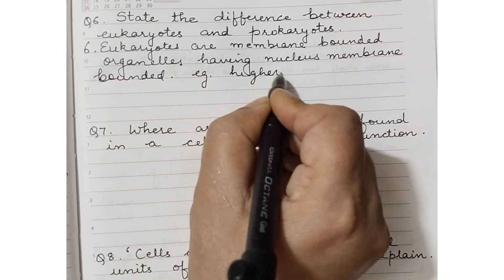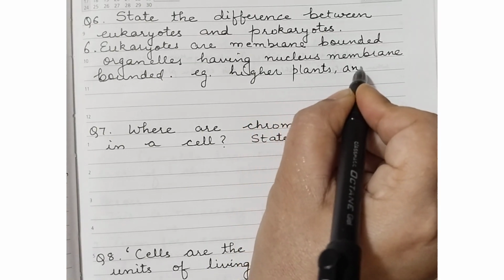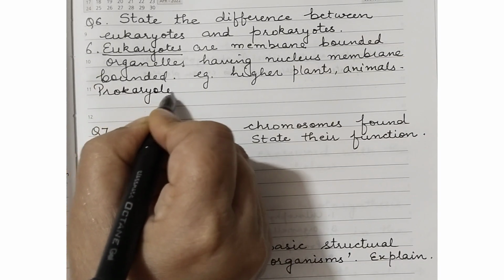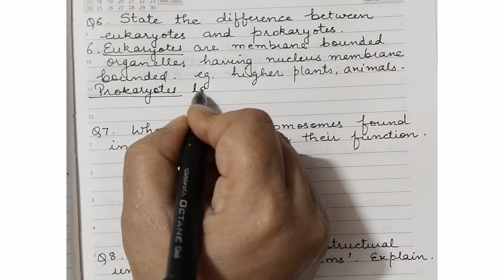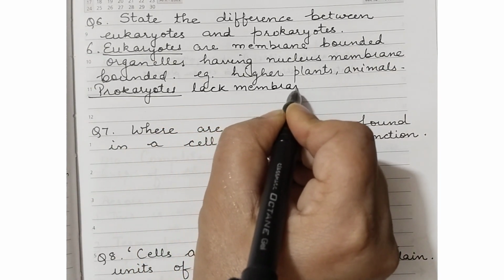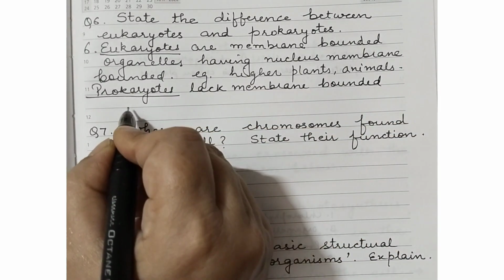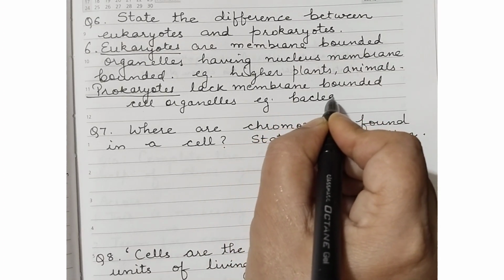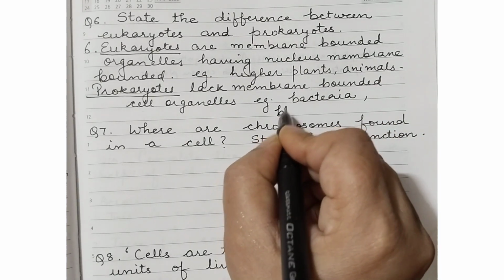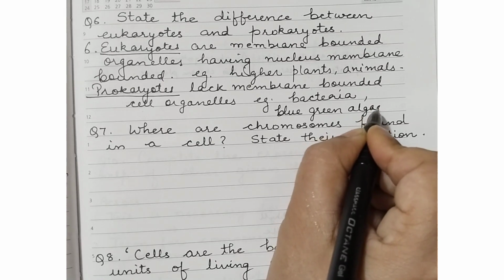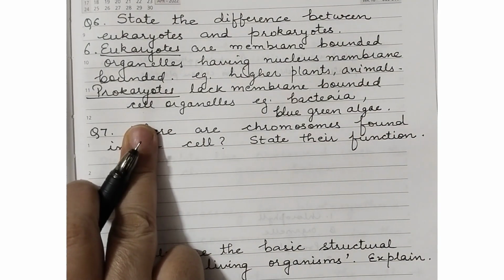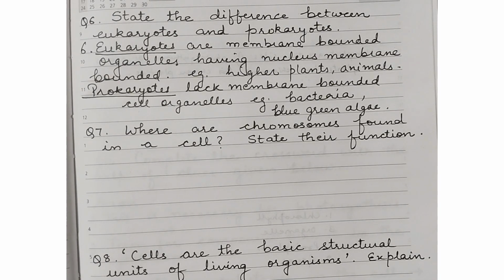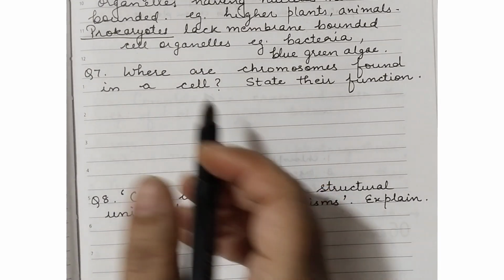For example, higher plants and animals, whereas prokaryotes lack membrane bounded cell organelles. For example, bacteria and blue-green alga. These are primitive type of cells. Prokaryotes are the primitive types of cells and eukaryotes are the modern type of cells. Okay. Complex.